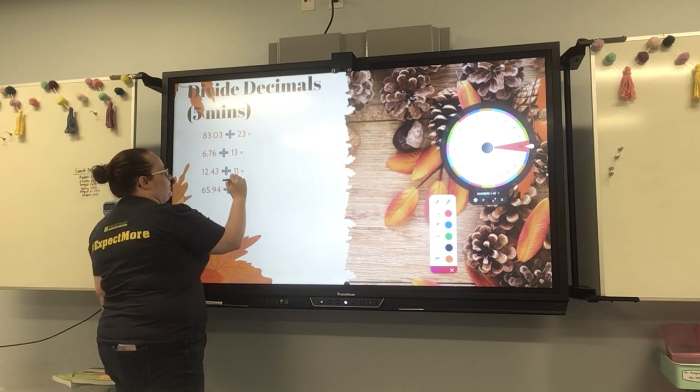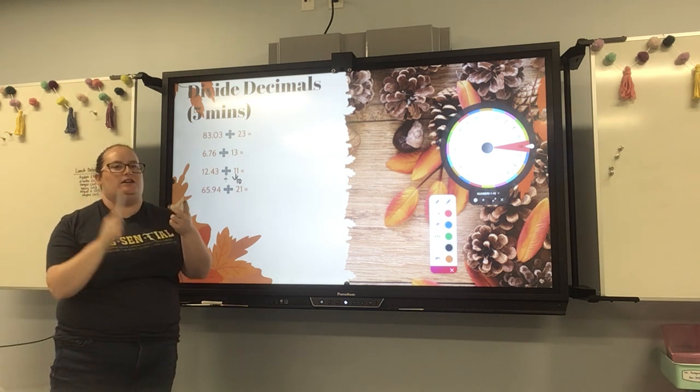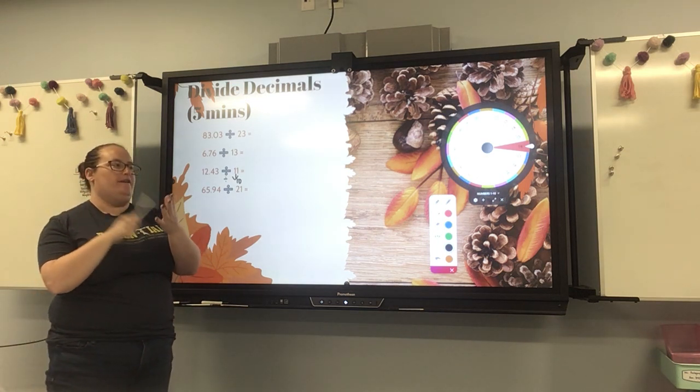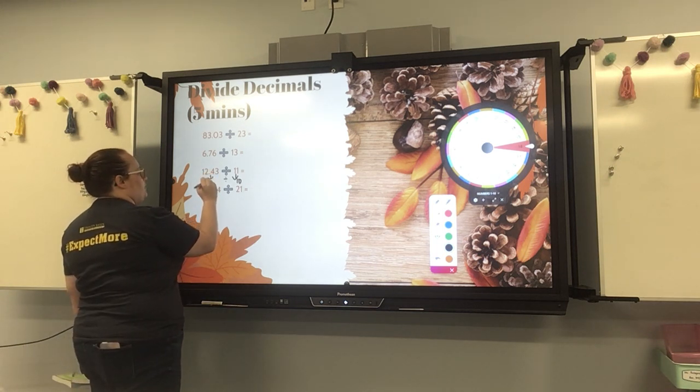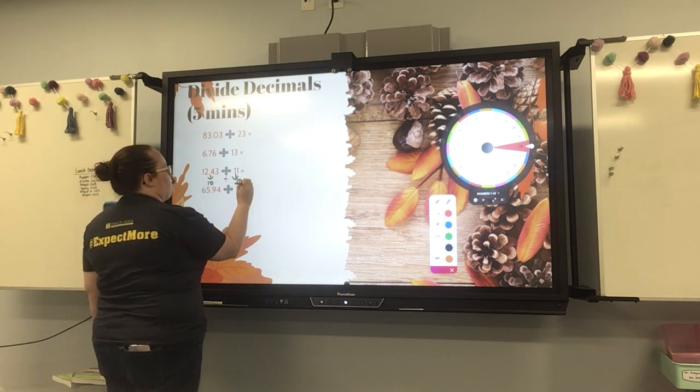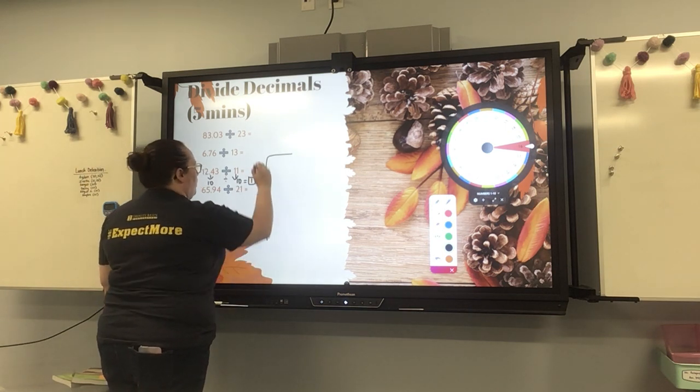So 11 would round to 10. If I count by tens, 10, 20, 30, 40, 50, 60, 70, 80. 12 and 43 hundredths would also round to 10. 10 divided by 10 would be 1. Let's do the real one.